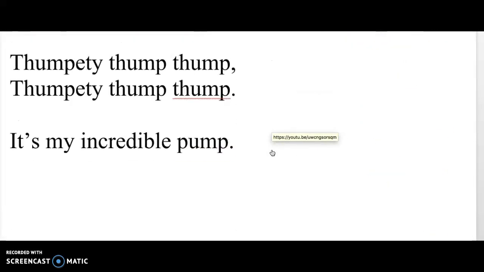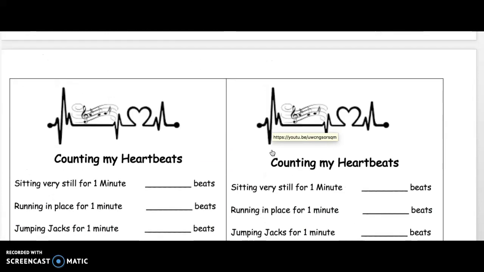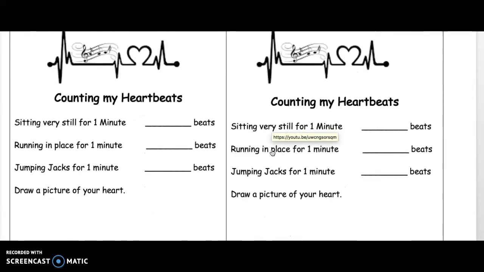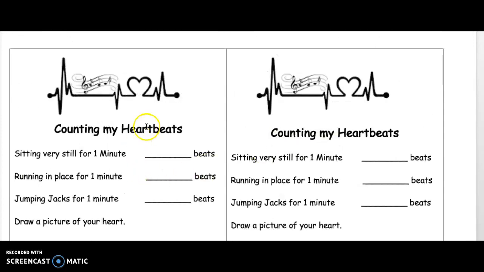Here's a copy of the poem. Here's what the journal activity sheets will look like. Pre-K and kinder, your students probably won't be able to count to 70, some of them, so you may want to do half a minute or just actually have them feel and observe the physical heartbeat.